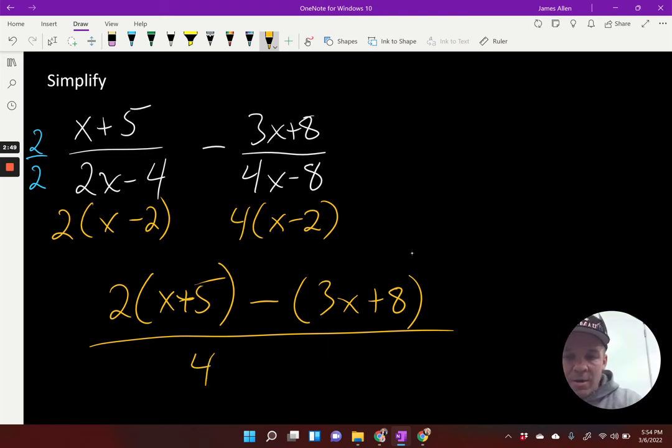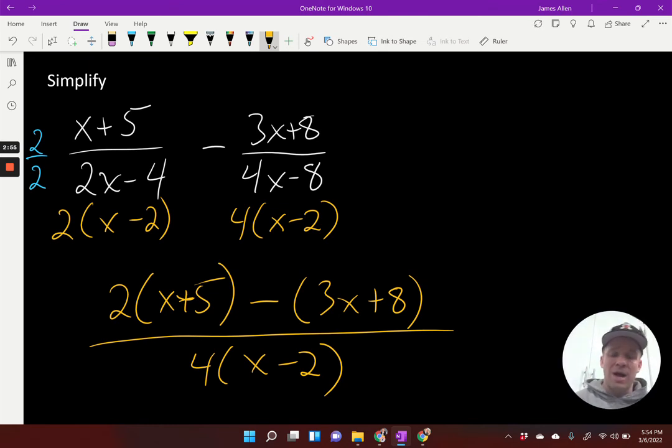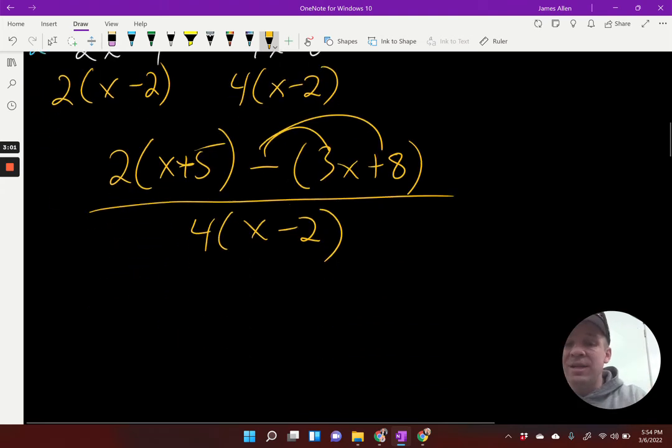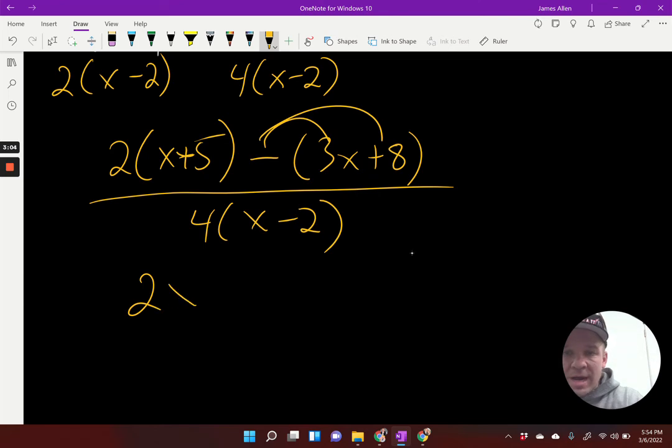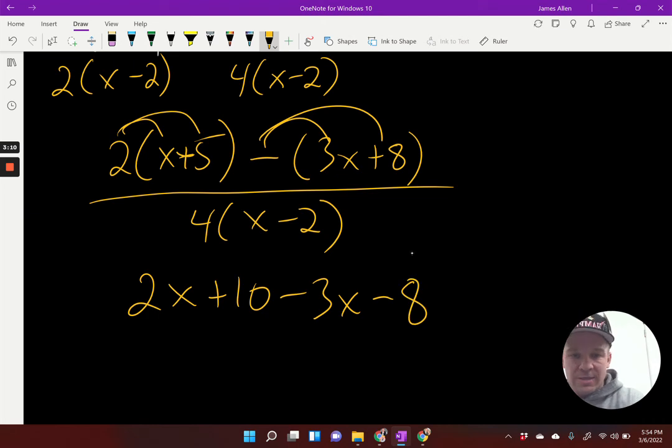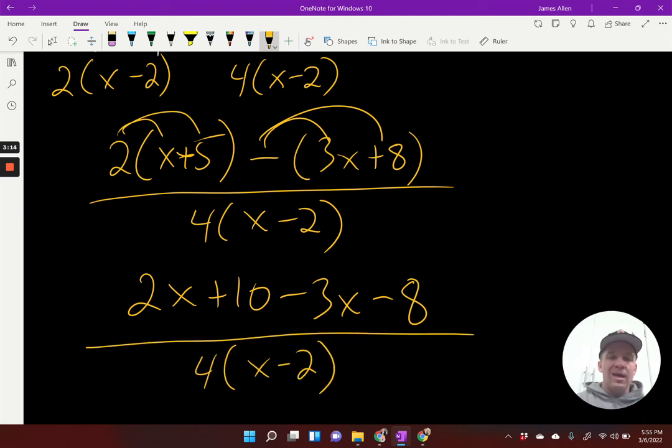Now my denominator I know is 4 times x minus 2. All righty. We are ready to rock here. I need to distribute this negative, okay? That's why I threw the parentheses there. That negative needs to also apply to the 8. So I'm going to have 2x plus 10 minus 3x minus 8 all over 4 times x minus 2.